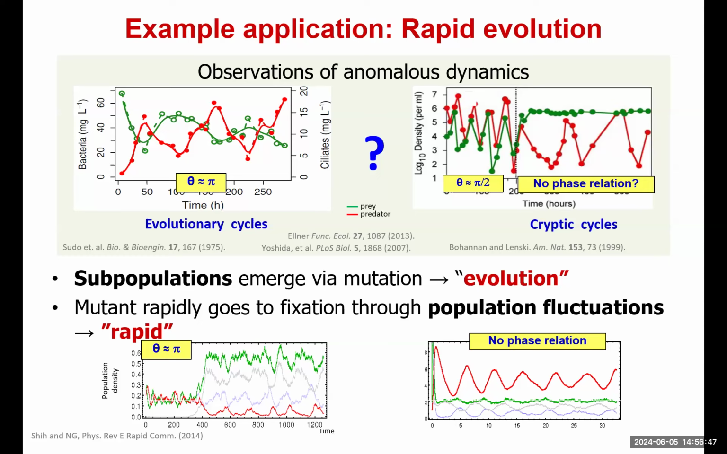Then something happens at this time here, 200 hours. And now look what happened. The bacteria are not changing their population at all, but the phage is oscillating. Their population is oscillating, and the wavelength of the oscillation has changed. This is called a cryptic cycle. This is data from Yoshida and Levin, 1999.